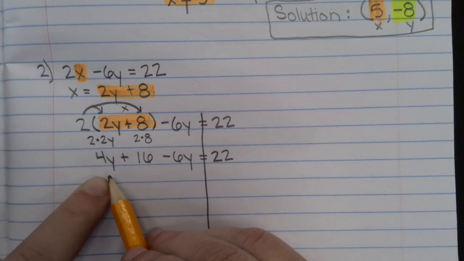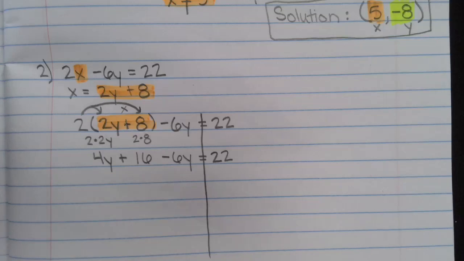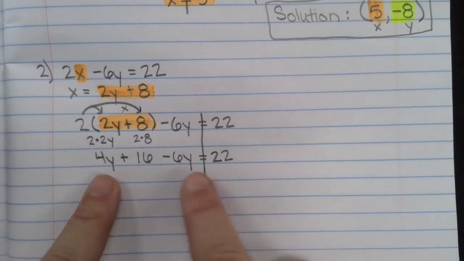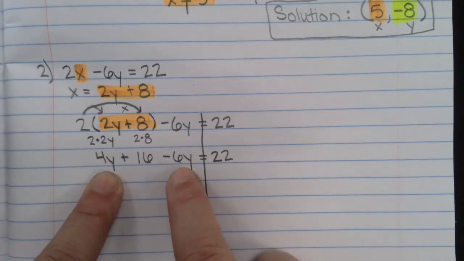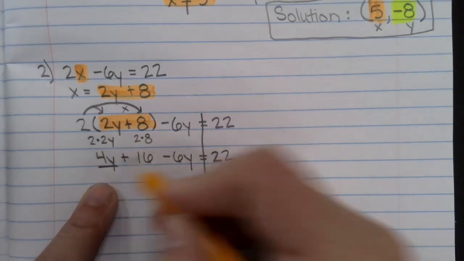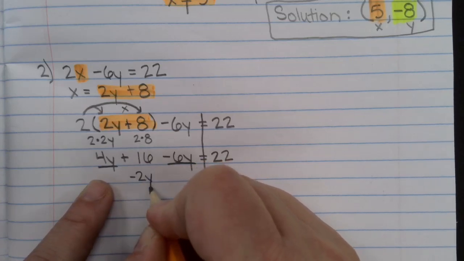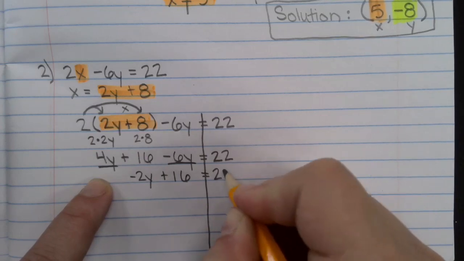All right, so 4y plus 16 minus 6y equals 22. It's not quite ready to solve yet. There's something there I can combine. What are my like terms we can put together? The y's. Good, the y is the 4y minus 6y. What's 4y minus 6y? 4 minus 6 gives us negative 2. So negative 2y plus 16 equals 22.